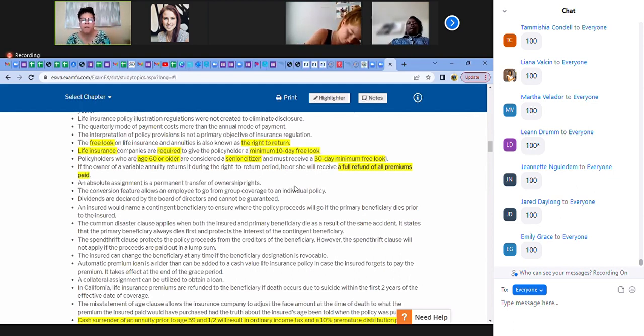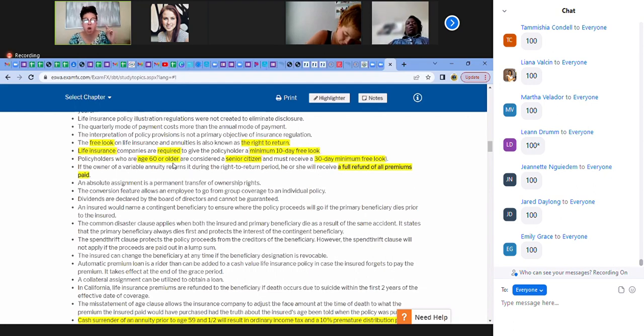Now, what is the normal free look period? It's 10 days up to the age of 59. So however old the person is, if they're up to 59, they got 10 days from the day they sign and date to get a full refund of what they paid into their policy.